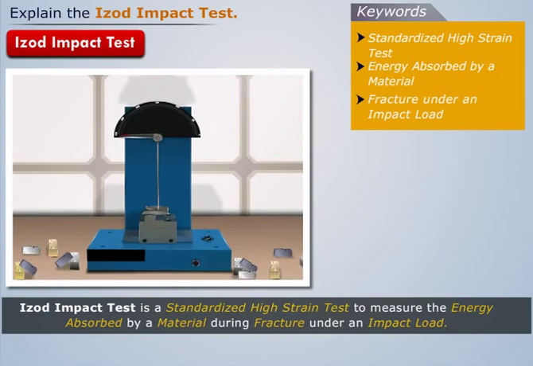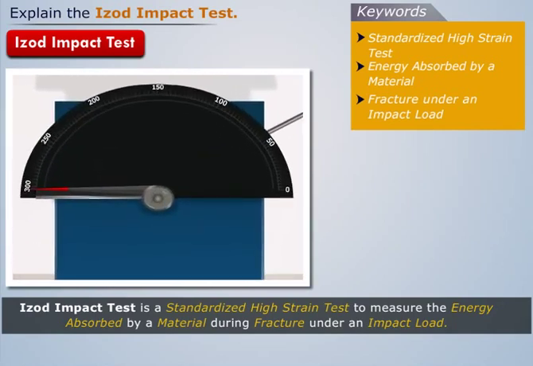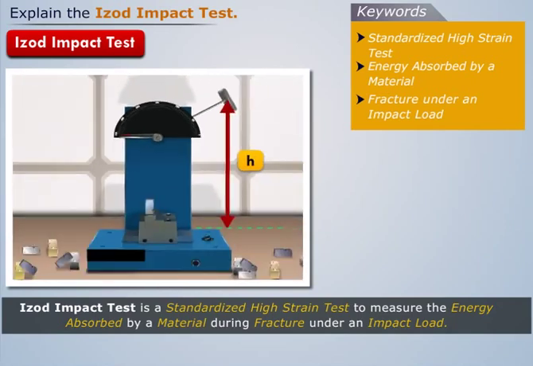Now let's understand the procedure adopted to determine the impact strength of a material. First, we have to lift the hammer to an appropriate height, say h, and then note down the energy stored in the hammer from the dial indicator. Then we have to locate the desired test specimen on the anvil. After locating the test specimen, let's release the hammer.